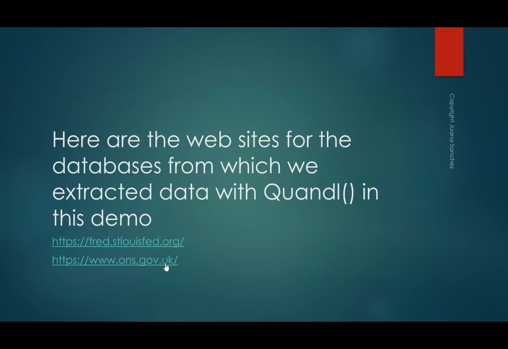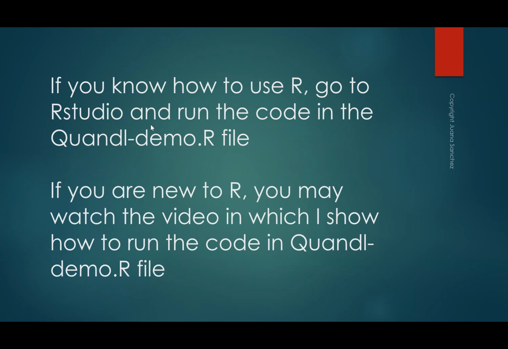So here are the websites that we accessed to learn the names of the variables. For each database that you want to access, which you will find in the catalog, you will have to find the website and familiarize yourself with it and learn the names of the variables you want from it. And now, if you know how to use R, you can go to RStudio and run the code in the quandl.demo.r script file. And if you are new to R, you may watch the video in which I show how to run the code in the quandl.demo.r file. That is a separate video.